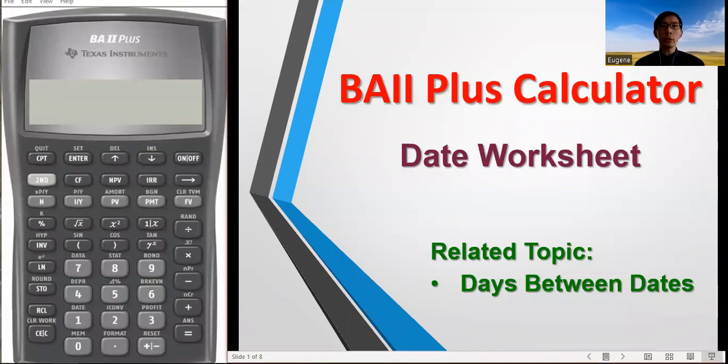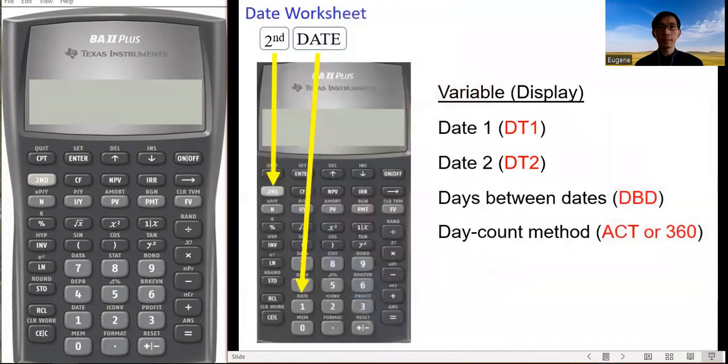Hello everyone. In this video, we will go through the date worksheet of the BA II Plus calculator. We will use the date worksheet to count the number of days between two dates. Let's take a look at the variables of the date worksheet. The date worksheet can be activated by pressing the second button and then the number 1.